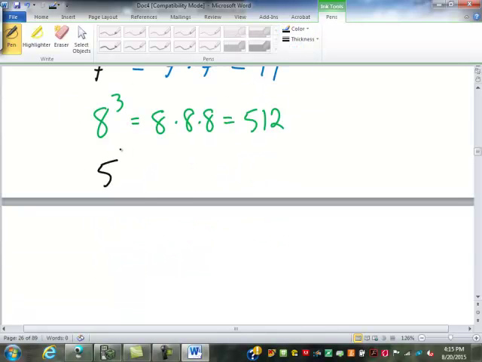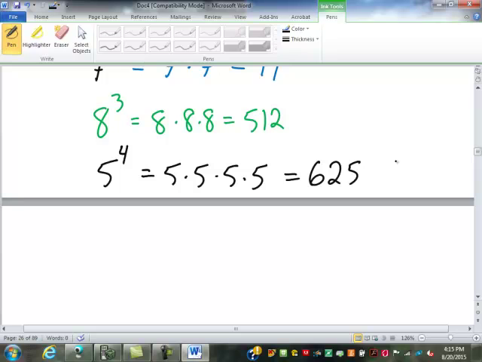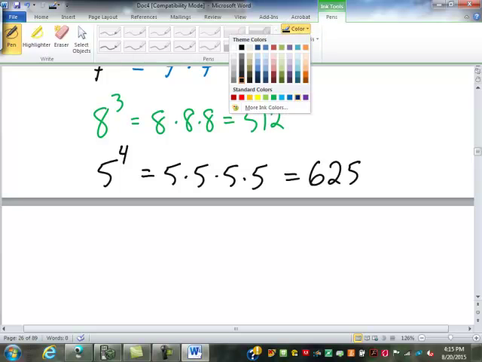Of course, this would be pronounced 5 to the power of 4, or 5 to the 4th. What's it mean? Yeah, 4 5s being multiplied together, or 625. Now, some of you are sitting there looking at, well, where did the 512 and the 625 come from? It's not magic. I swear.